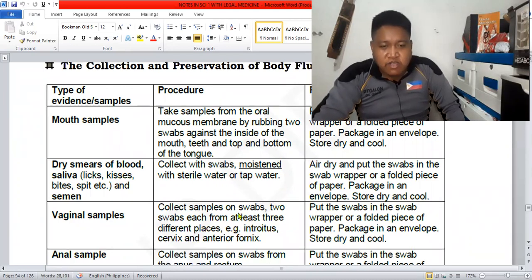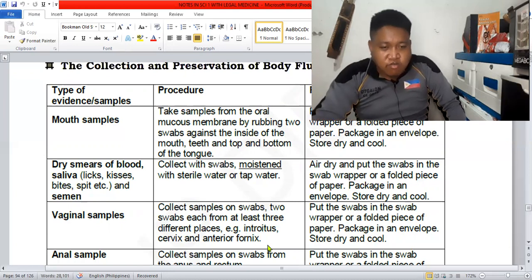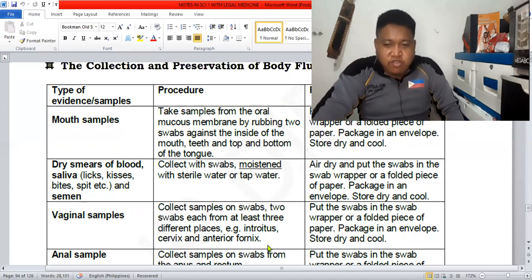Vaginal samples: collect samples on swabs, 2 swabs each from at least 3 different places, on the introitus, cervix, and anterior fornix. Kaya pinapasok yan at kinukudkud yan. Put the swabs in the swab wrapper.